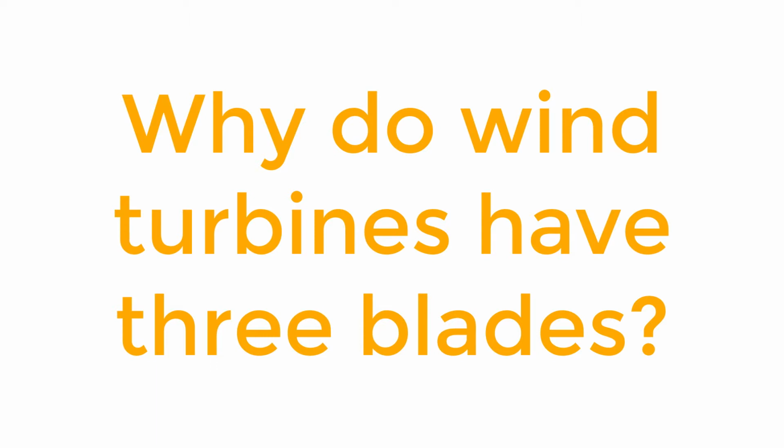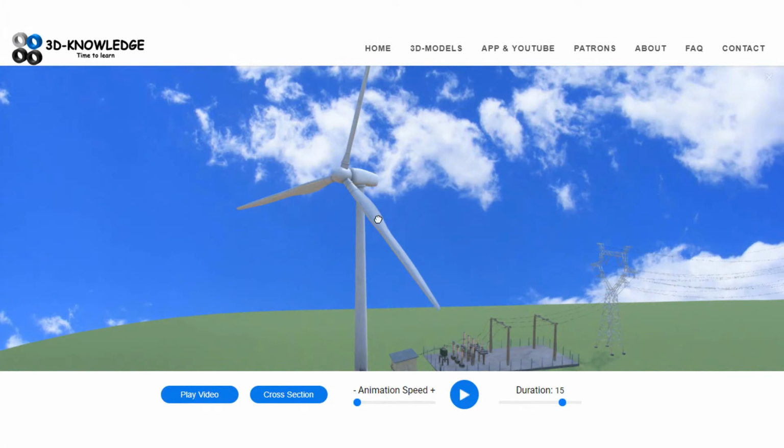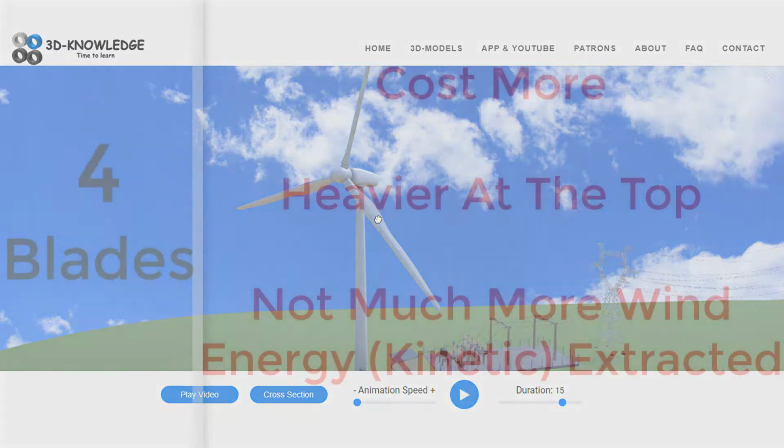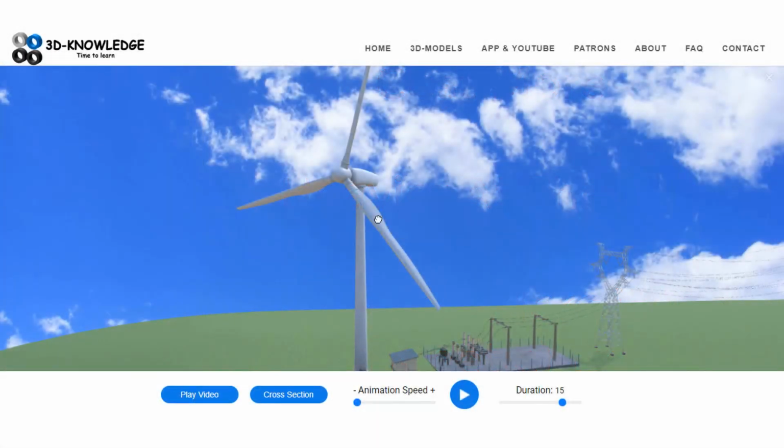Another thing to notice here is that the turbine has 3 blades. The reason it has 3 blades is because it's the optimal number of blades you can have for this type of turbine. You could install 4 blades, but this would add additional weight to the top of the tower, and the amount of energy you can extract from 4 blades instead of 3 is relatively little, so you're not really getting much increase in efficiency. In fact, you're getting hardly any.